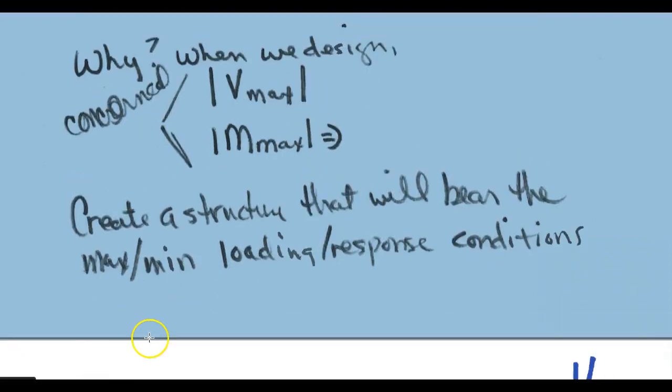Well, the real thing is we're looking for maximums or maximum absolute values of shear and moment, because we want to design for the place on the structural member that bears the most load, or that reacts in the most profound way, because we want to prevent our structural member from failing, and to do that we have to design it so that it's strong enough to everywhere bear those maximum values of shear and moment.